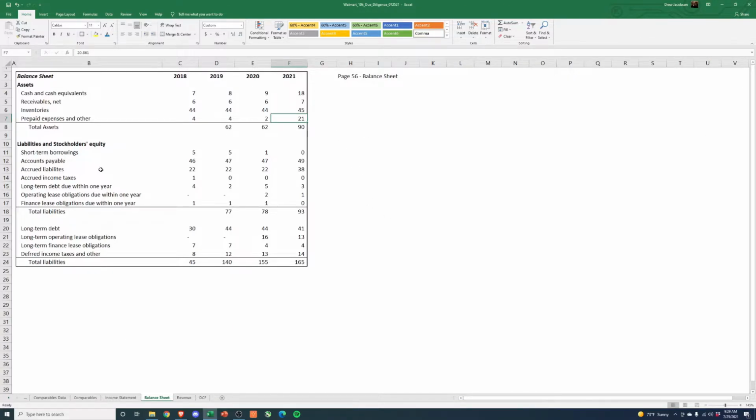Now we'll do the same thing for current liabilities. And what we'll pull here is accounts payable and accrued liabilities. If we look at the other ones, none of these are things we're going to want to capture here because it's debt. And then income taxes, we capture separately.